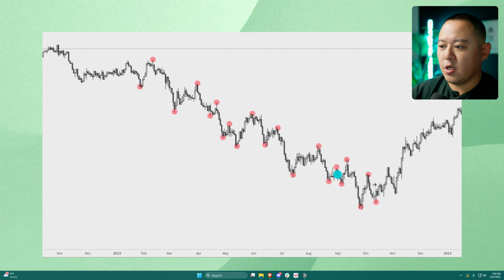So just remember that market structure is just useful as a guide to help us make informed decisions. That doesn't mean that we're always going to perfectly predict when the next major swing high is going to form. We're really just trying to get on side and in sync with the higher time frame trend.